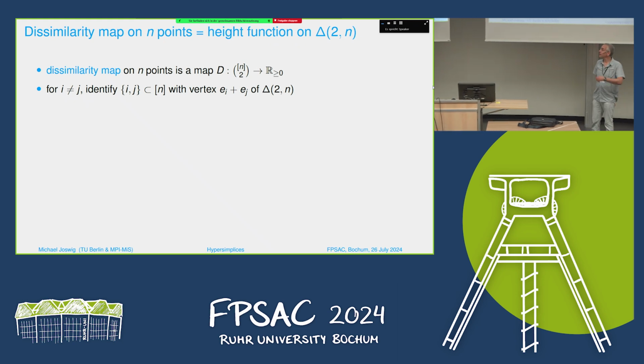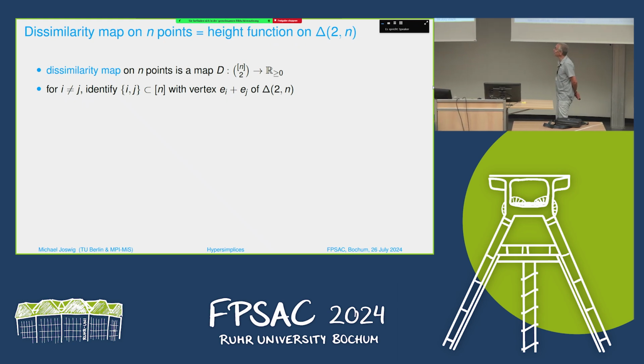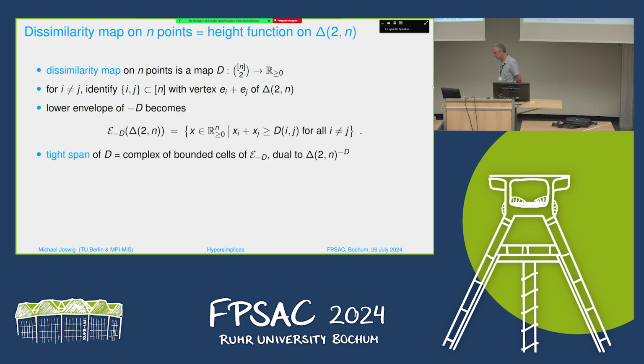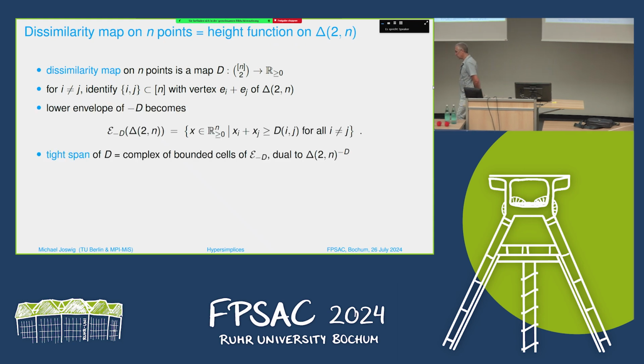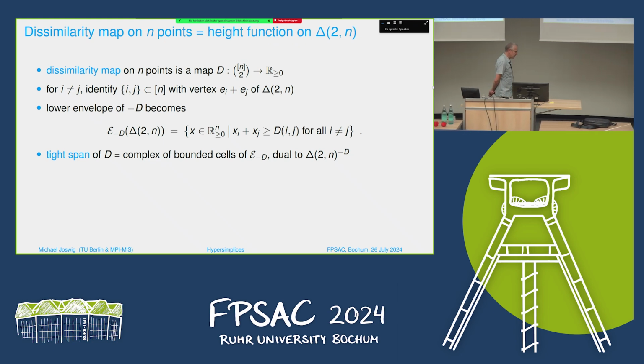So I just write down the sum of the two standard basis vectors which correspond to those entries, and I get a vertex. And then the dissimilarity map assigns a height. Now here's a small technical thing. I'd rather work with the negative of d, but this is a technical thing. It just depends on lower convex hulls or upper convex hulls. There's no a priori choice.